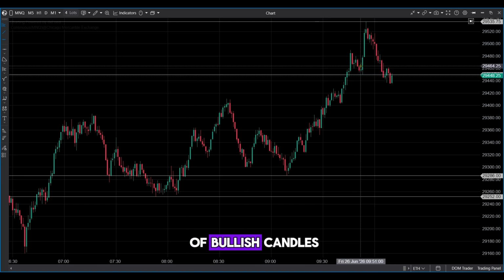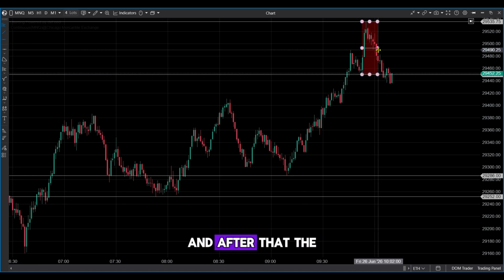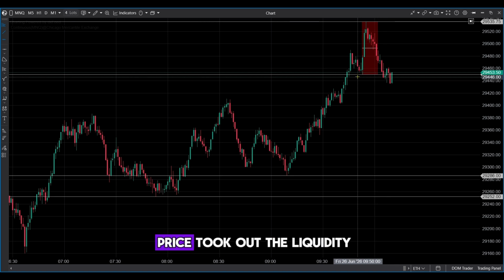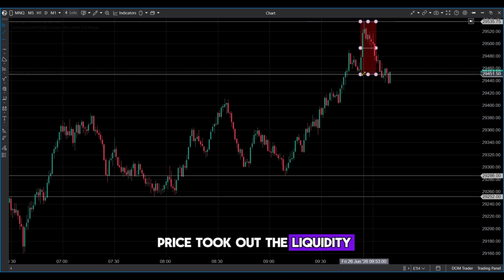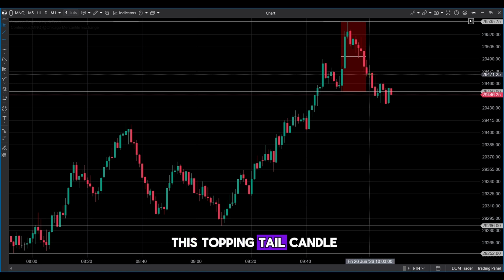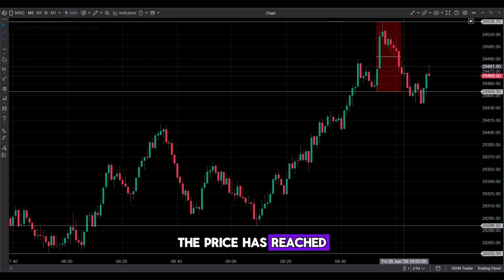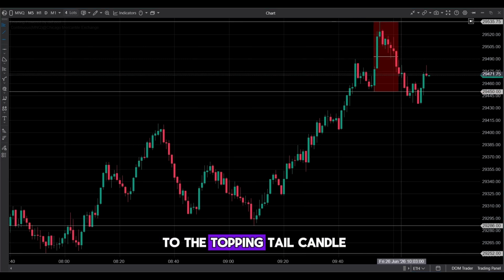We have a chain of bullish candles. It did close below half of it. And after that, the price took out the liquidity. The price should respect this topping tail candle and the mean threshold in order for us to go short. The price has reached the topping tail candle.